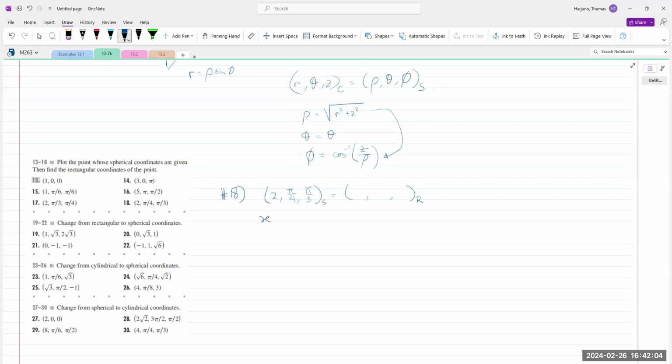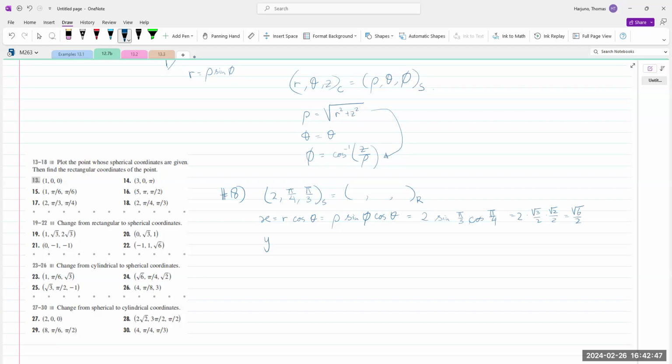Now the x will be r cosine theta, which is rho sine phi cosine theta. Of course, when you do that in your quiz or your test, you don't need to write this formula. Just go ahead and plug in numbers. In this case, rho is 2, sine of phi, which is pi over 3, times cosine of pi over 4. Okay, but I do expect you to memorize those special values. This is 2 times radical 3 over 2 times radical 2 over 2. That's radical 6 over 2.